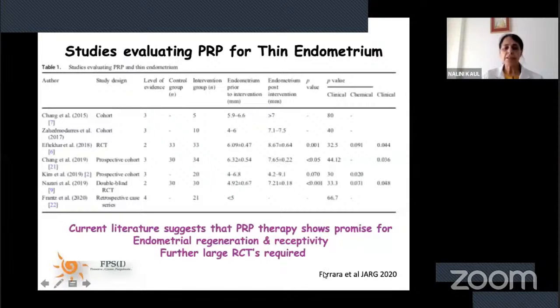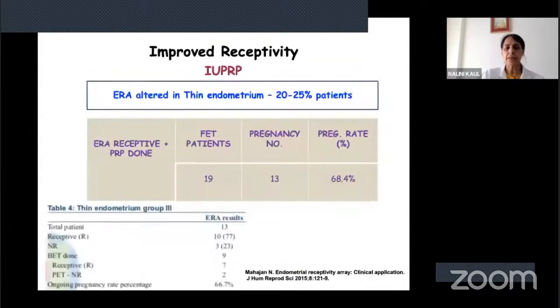And this study, the recent study by Ferrara, evaluated many studies, and there were 2 RCTs within this group. In both the RCTs, it was shown that the endometrium significantly increased in thickness after the instillation of PRP. So this particular therapy does show promise, though we need more studies.